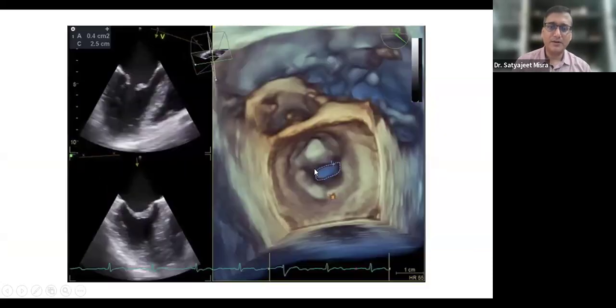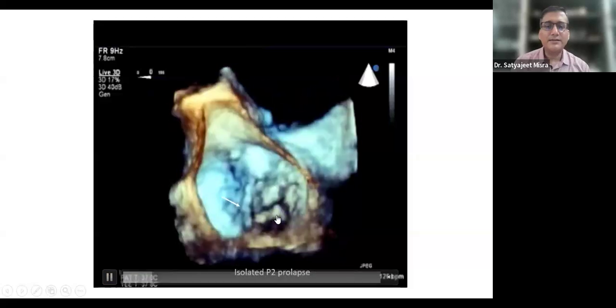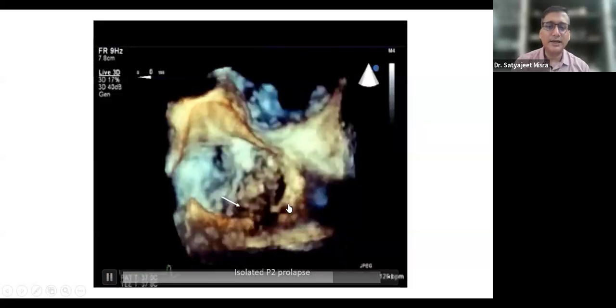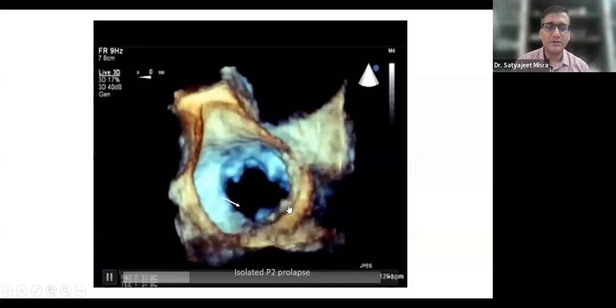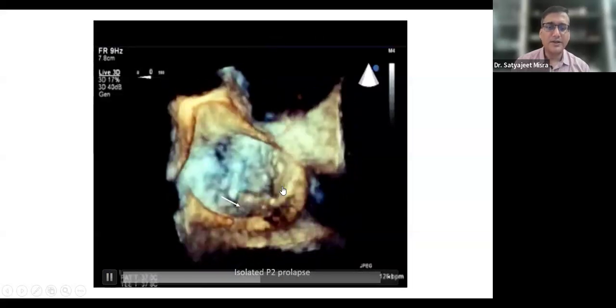So this is an example of how the planimetered valve area has been done, and you can see that it is around 0.4 square centimeters, which fits into the category of severe MS. More on the morphology part: in this patient, from the atrial side, the arrow points to an isolated P2 prolapse, which is one of the most common causes of mitral regurgitation, especially in elderly patients.